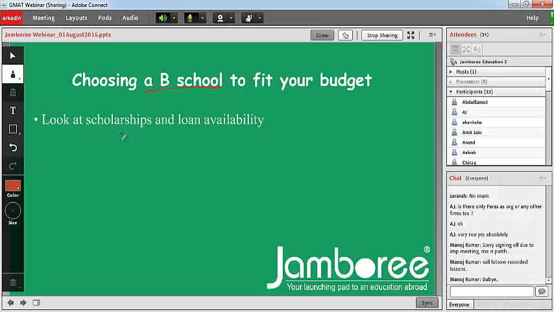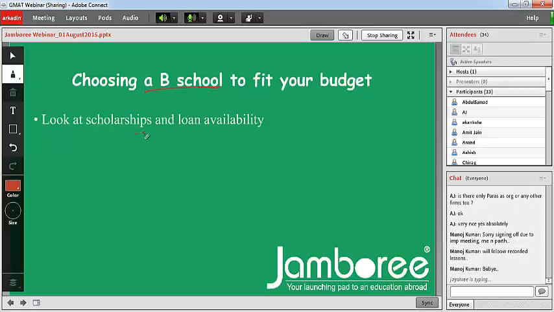For example, University of Michigan, Ross Business School, does not give much scholarship, right? So there are colleges which are more open to giving scholarships to international students than others. So you should know which colleges are those, right? So be very careful. Go to their website, look at the scholarship data, look at the loan availability. Only then choose the business school if you are dependent on the university funding, obviously.